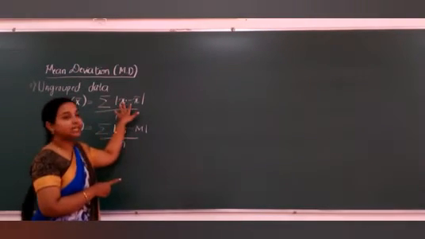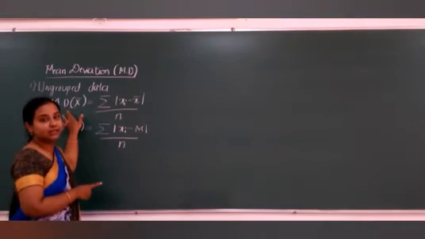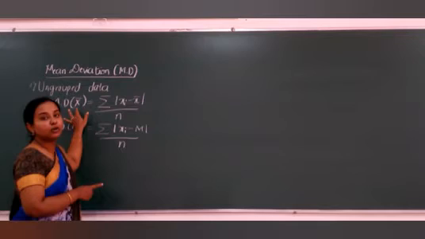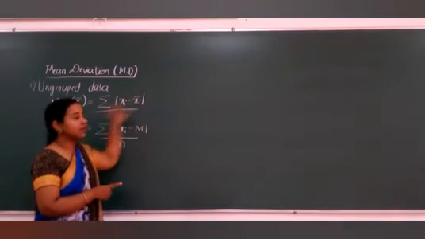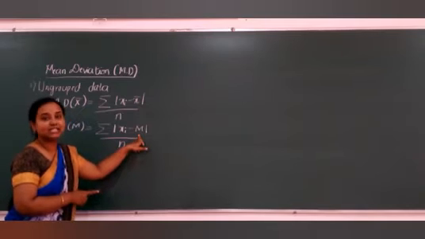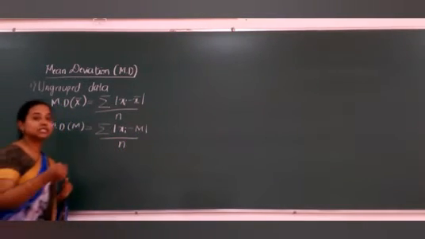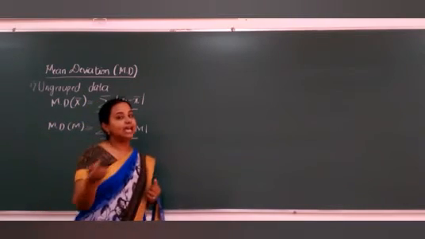Here also, total deviation divided by total number of terms will give you what? Mean deviation. So if it is mean deviation about mean, it will be xi minus x bar. If it is mean deviation about median, then it will be xi minus M. That is a major difference. Okay, now let us understand these formulas still more clearly with an example.